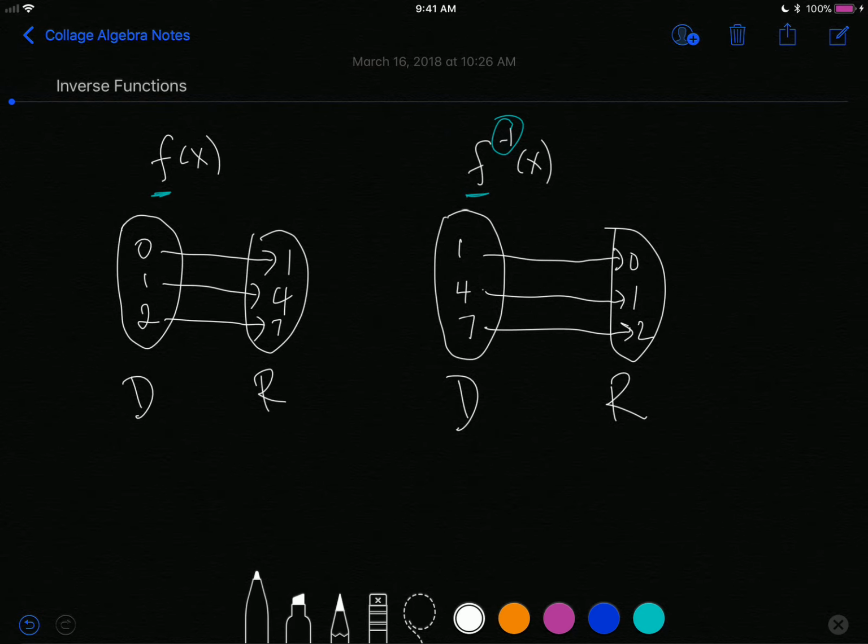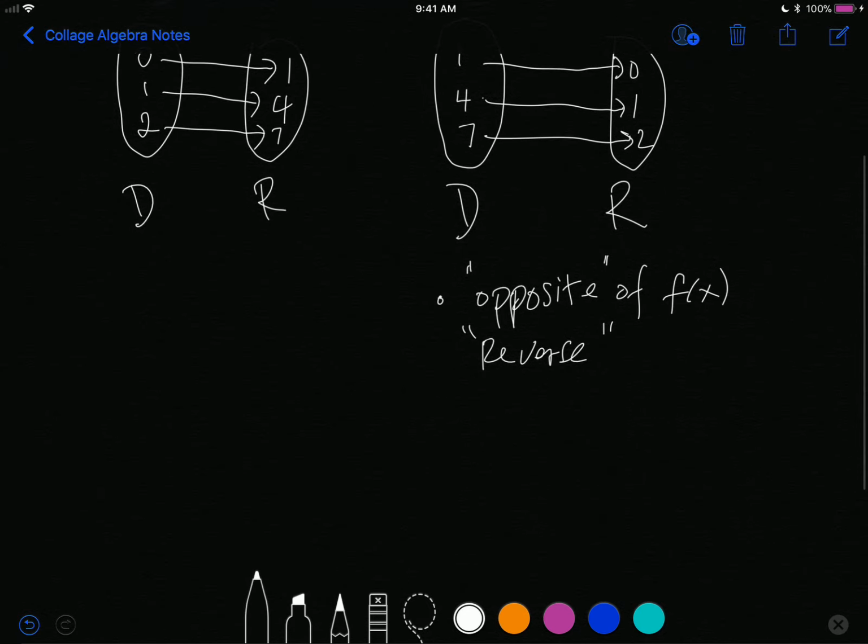The second thing is you can think of the inverse function as doing the opposite of f of x, or the reverse. I actually sometimes call it the reverse function. Not inverse, reverse, get it? The other thing that the inverse function does is that it switches the x and y values.